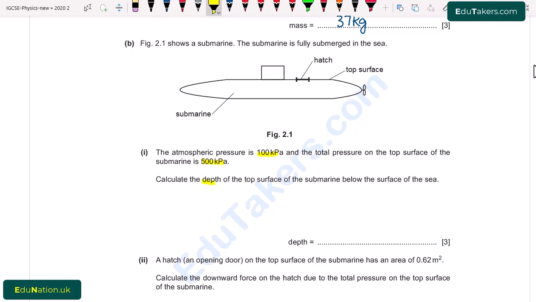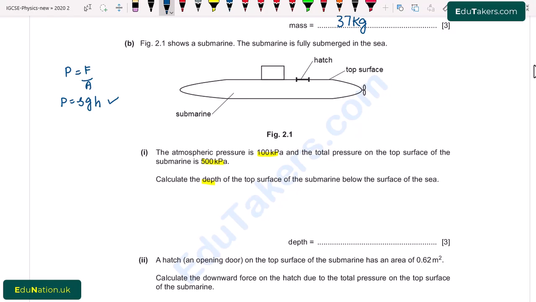Here we have to calculate the depth. We know two formulas for calculation of pressure. One is P is equal to force per unit area, and other is P is equal to rho g h. Here depth means that we have to calculate the height, and from this formula we can easily calculate height if pressure, density and value of g is known. We know that density is given 1020 and g's value is 10 meter per second square, and pressure we have to calculate.